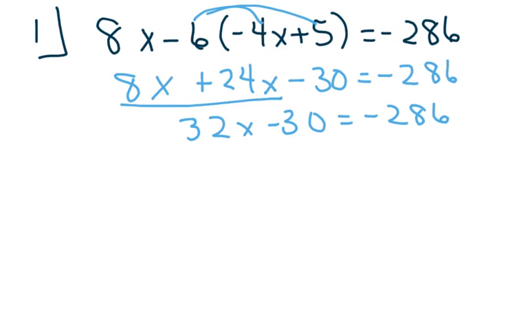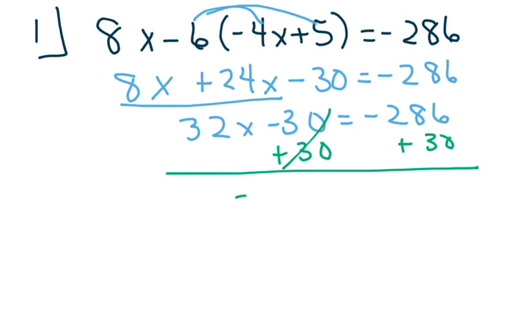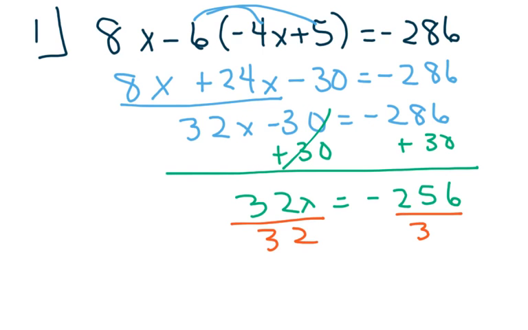Now at this stage, we're just going to solve by adding 30 first, PEMDAS backwards. We're going to add to both sides, and we get 32x equals negative 256. And divide both sides by 32. And we get x equals negative 8. So our solution set is negative 8.